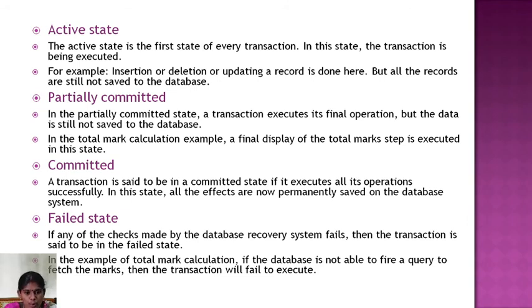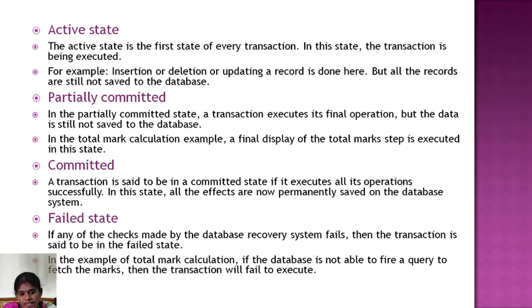The second one is partially committed. What does partially committed mean? In partially committed, a transaction executes its final operation, but the data is still not saved to the database, because one transaction is completed but another transaction is not completed, so it is midway. In the total marks calculation example, the final display of total marks step is executed in this state. Next, committed. The transaction is said to be committed when it executes all operations successfully, and the values are stored in the database permanently.